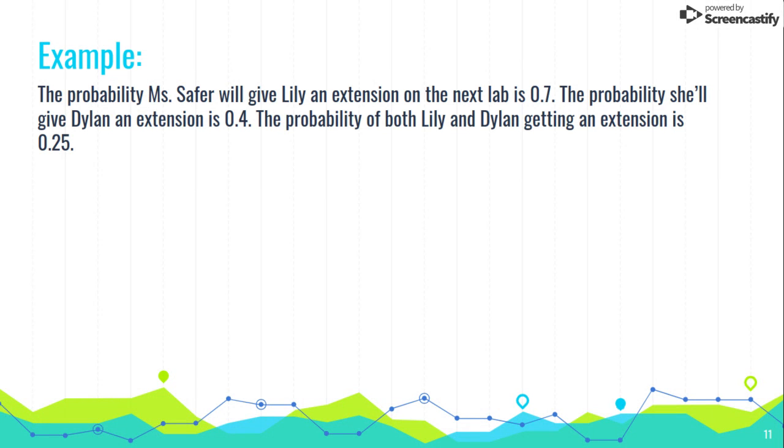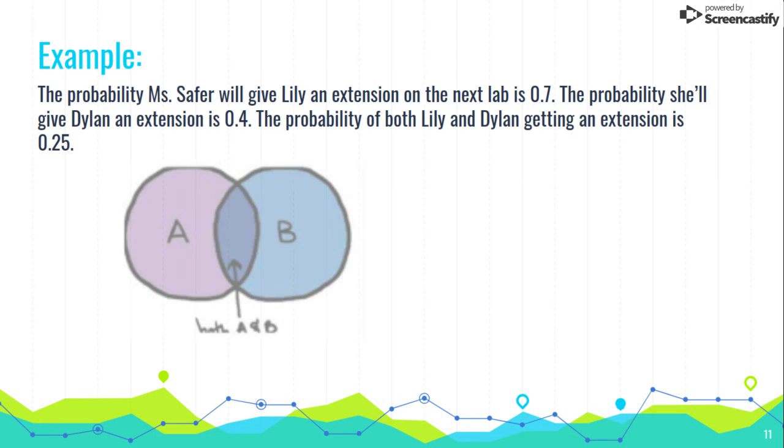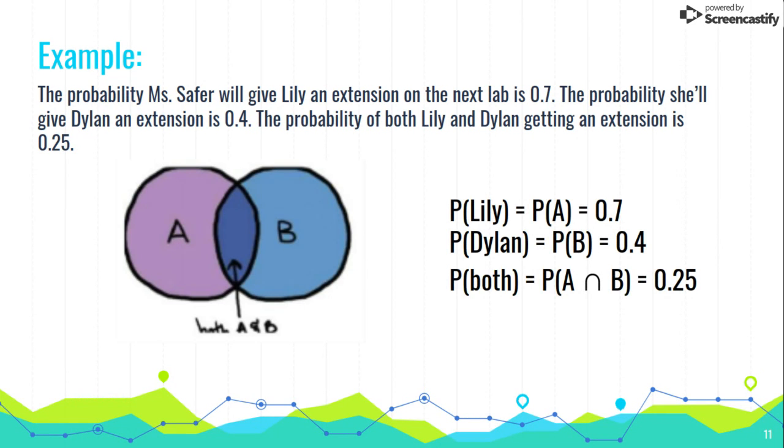An example of this is the probability that Miss Safer will give Lily an extension on the next lab is 0.7. The probability that she'll give Dylan an extension is 0.4. The probability of both Lily and Dylan getting an extension is 0.25. So P(A) is 0.7, P(B) is 0.4, and P(A and B) is 0.25.